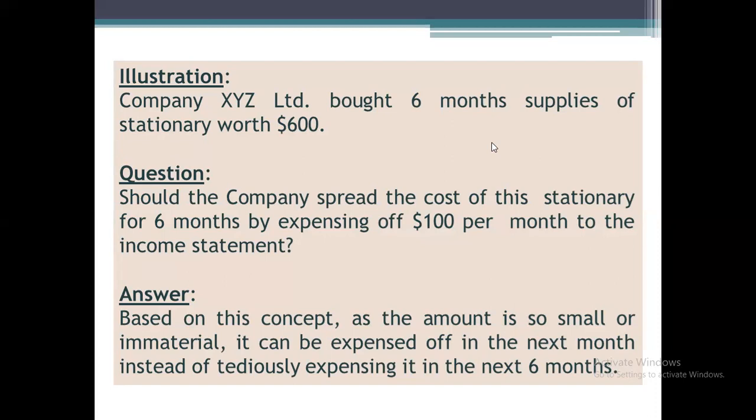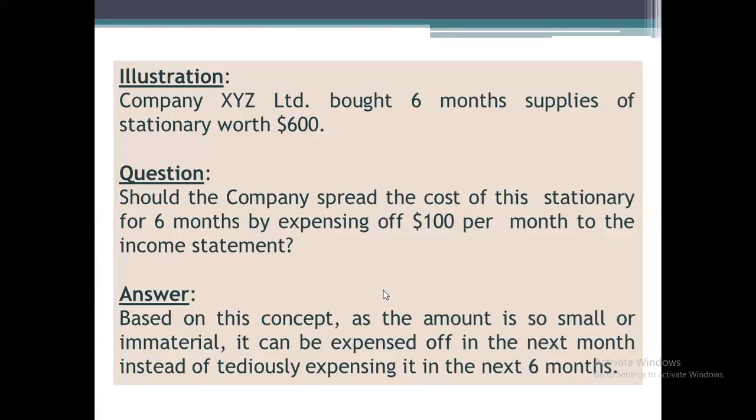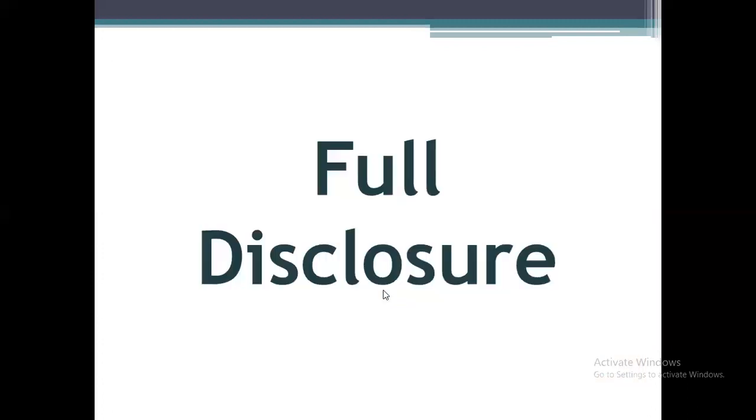Nobody would question you, right? So that is very immaterial in nature. Based on this concept, I'll simply book one entry and sort it out, right? So all the material things, all the important things I would record, and all the immaterial or small things I can ignore as per this concept or convention.